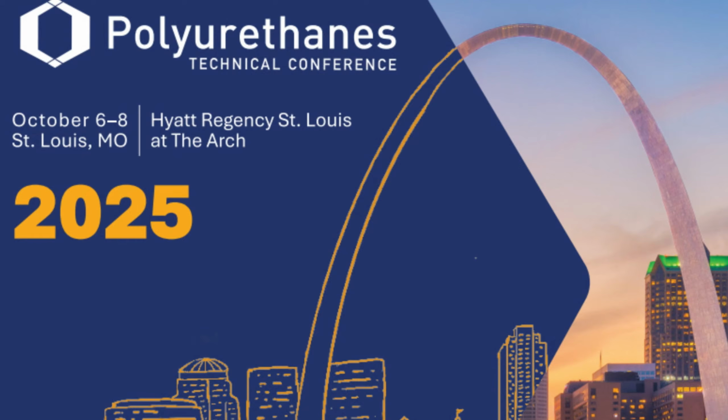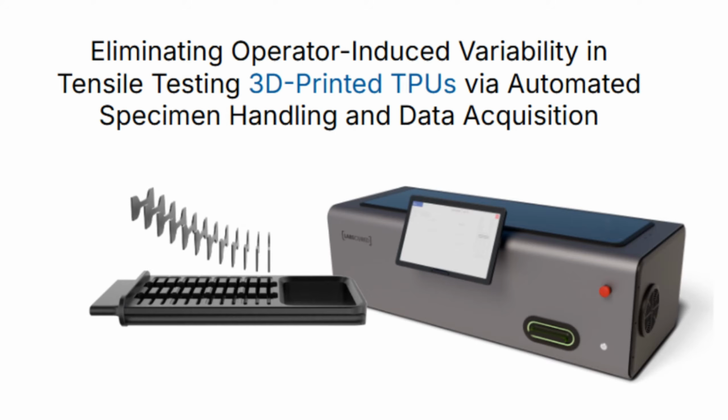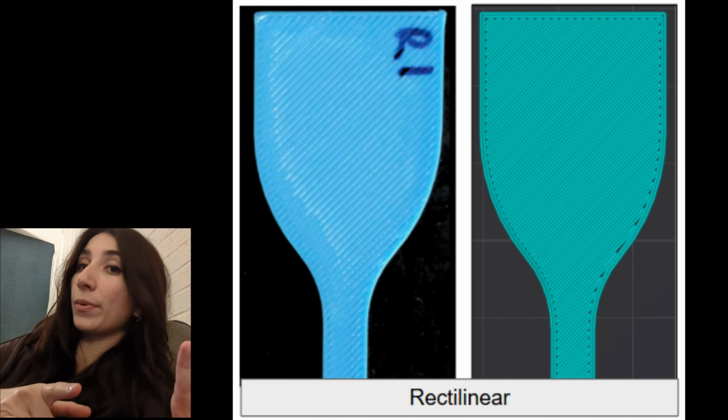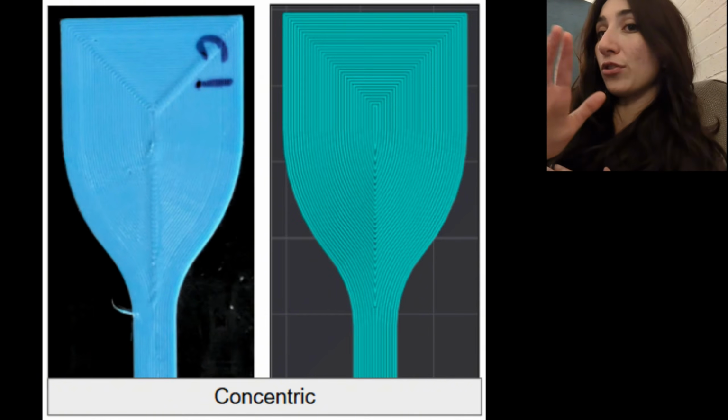For a technical conference, I gave a presentation comparing a manual tensile testing system to an automated system. I tested 2 different 3D printed TPU samples, one with rectilinear 100% infill and one with concentric 100% infill at a 0.2mm layer height, 0.4mm nozzle, and the default print settings of 95A TPU on the Bambu Lab X1C.